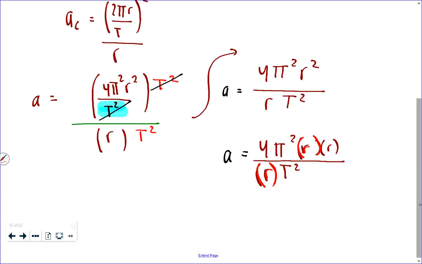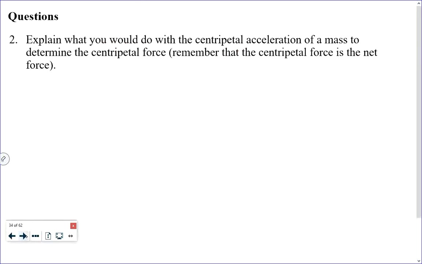So where does that land us? It lands us at a equals 4 pi squared r over t squared. This is a centripetal acceleration formula. And we knew that centripetal acceleration is v squared over r. So I guess what I'm telling you is you have two ways in which you can calculate centripetal acceleration. One is to use v squared over r, the other is to use 4 pi squared r over t squared, which is not something you have to memorize when you look at your formula sheet.